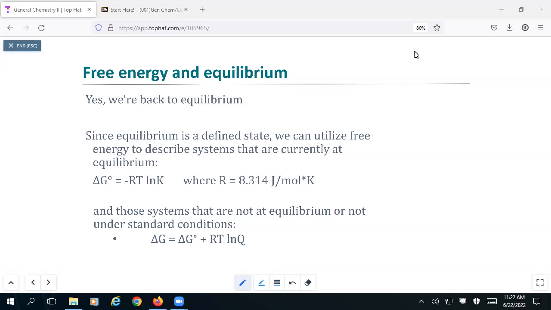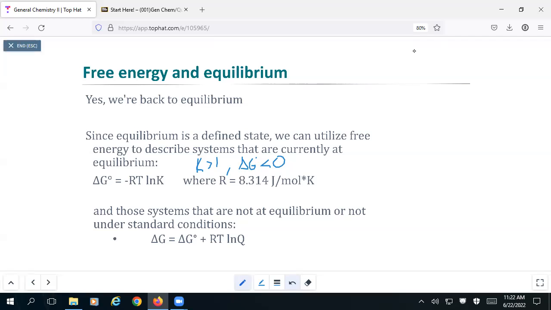Now, knowing what we know about what K says in terms of position, we can kind of naturally get a feel for what it's going to say. If K is greater than 1, delta G is going to be negative. And that should make sense. A K greater than 1 indicates a product favored reaction. And if the reaction is product favored, then the forward reaction that makes the products would be spontaneous. The two speak the same language.